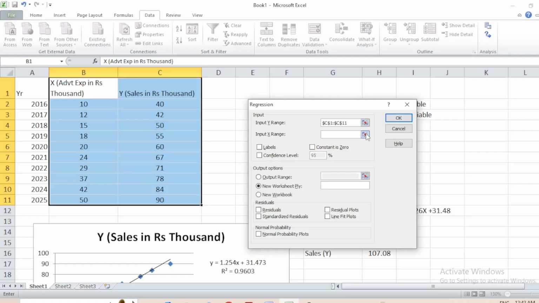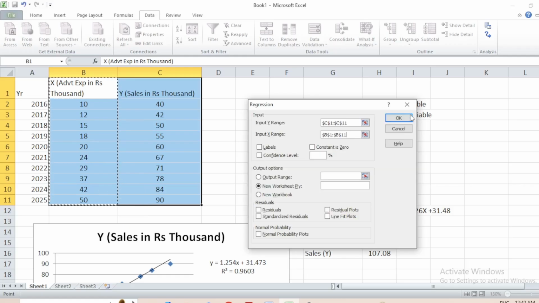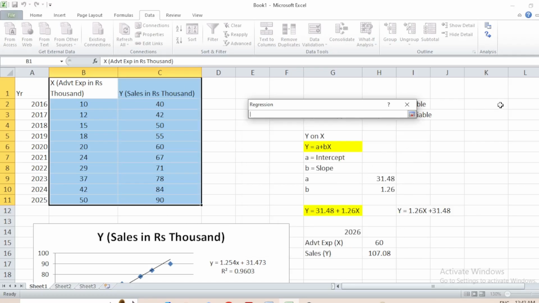It is asking for the X range. Again select OK. Then it will ask labels. Yes, I need the labels. Is my constant 0? Confidence level is being used for the hypothesis testing. If you want the result on a new worksheet, just select this thing, else use the output range. So it will ask you what will be your output range. Select this cell and let us suppose I want the output in L1 cell.